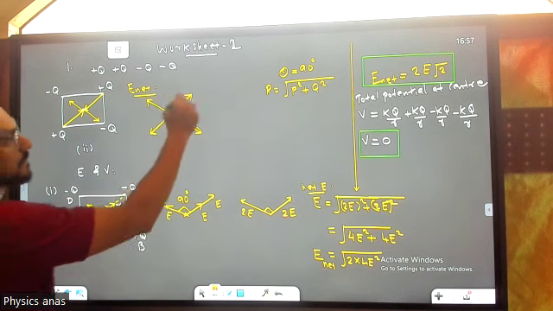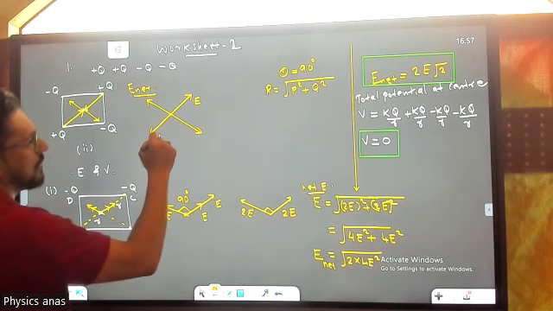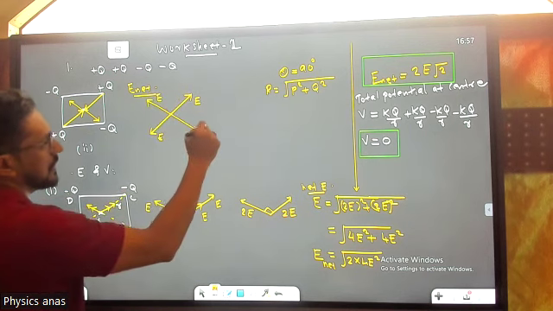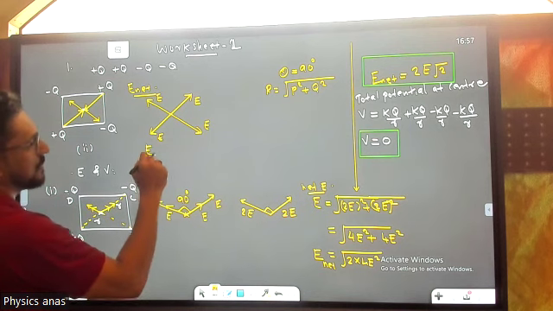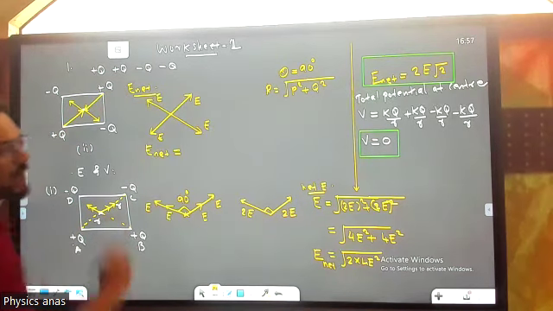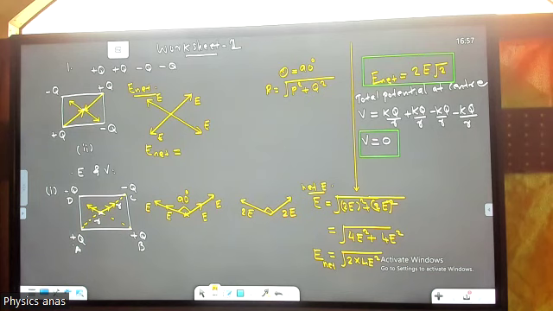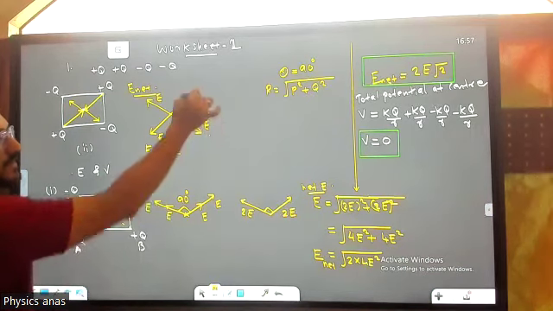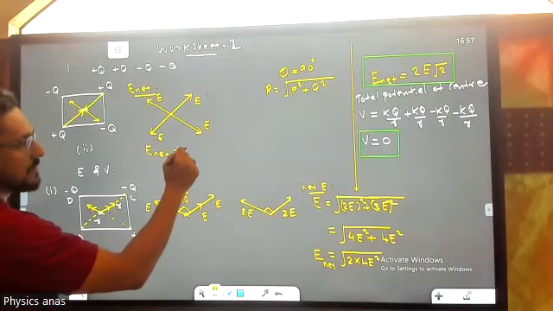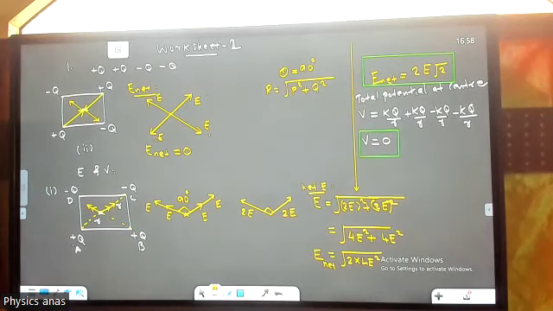Then that means here you have E, here E, here E. What is the net electric field? They are in opposite directions. Zero, right? This will be cancelled with this one. This will be again cancelled with this one. That means the net electric field will be zero.